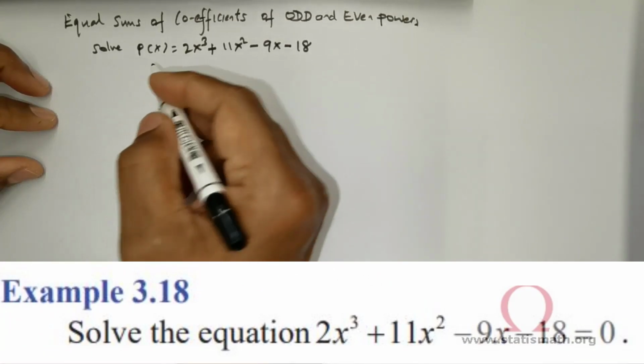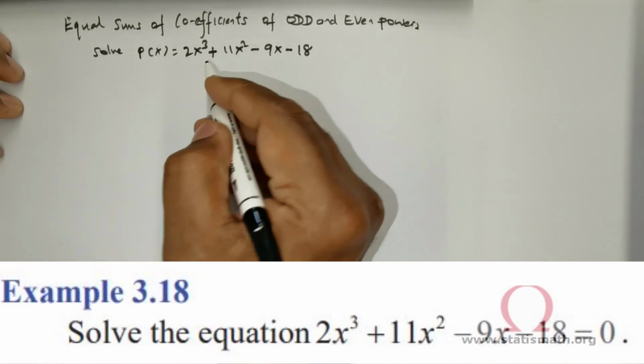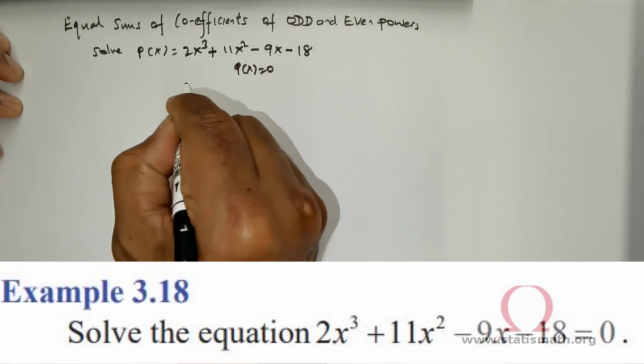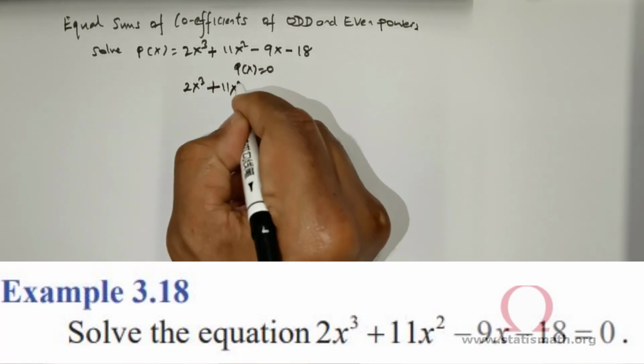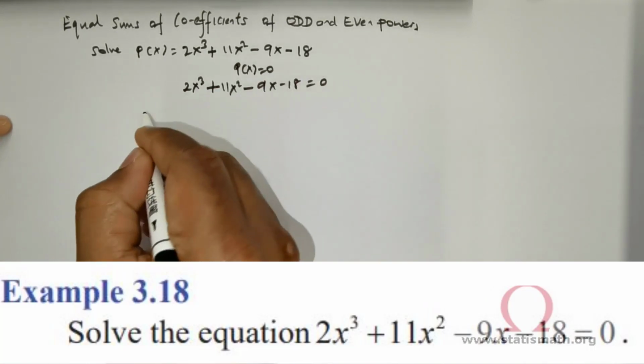Students, this is the second technique that we would be using to find the roots of the polynomial. We are expected to solve p of x equal to 0, which means 2x³ + 11x² − 9x − 18 = 0.